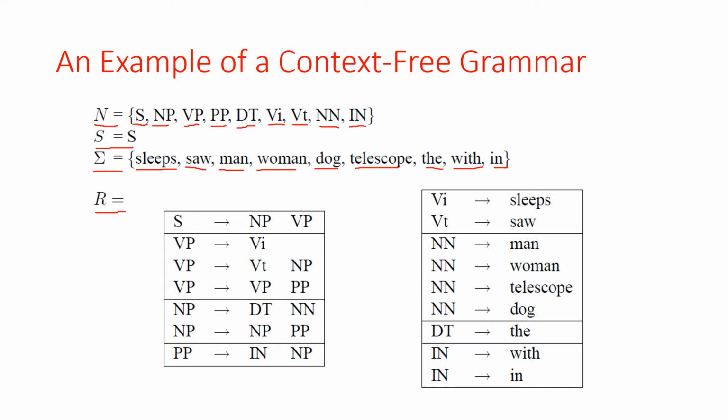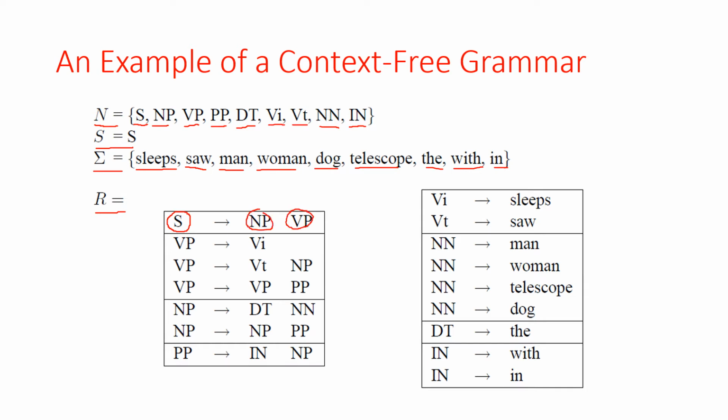So the left table shows the rules with non-terminals, and the right table shows the rules where each of the non-terminals goes to a terminal. So let's see some examples. First, the left table shows these non-terminal rules. For example, S goes to NP, noun phrase, and verb phrase.